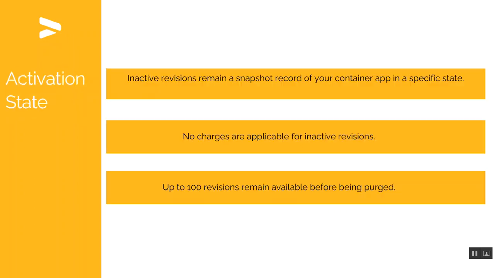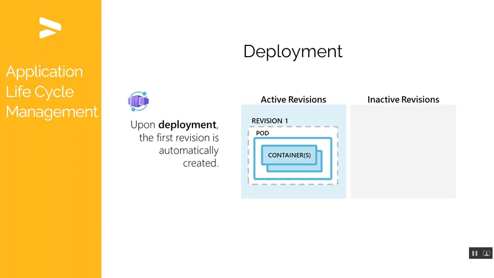So here comes the application lifecycle management. Whatever I've explained theoretically, we have an image over here that represents the same. So we have a deployment. Upon the deployment, the first revision is automatically created. You can't stop it because that's the default. So you're going to have a container, pod and revision 1. That's the active revision. By default, that is going to be your active revision. That's where your application runs and serves your organization.